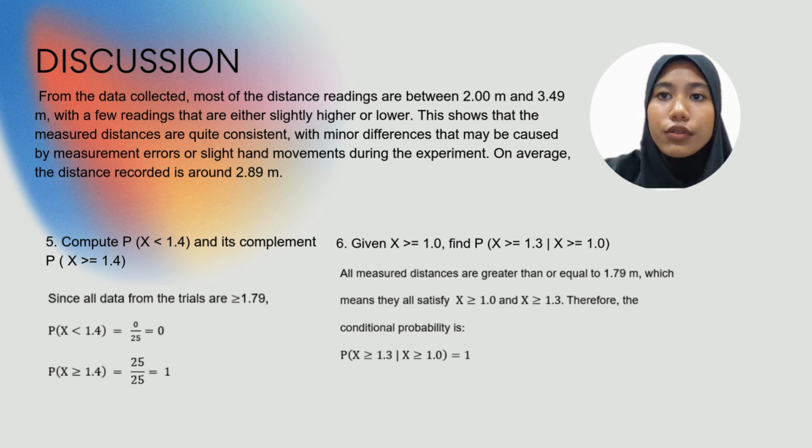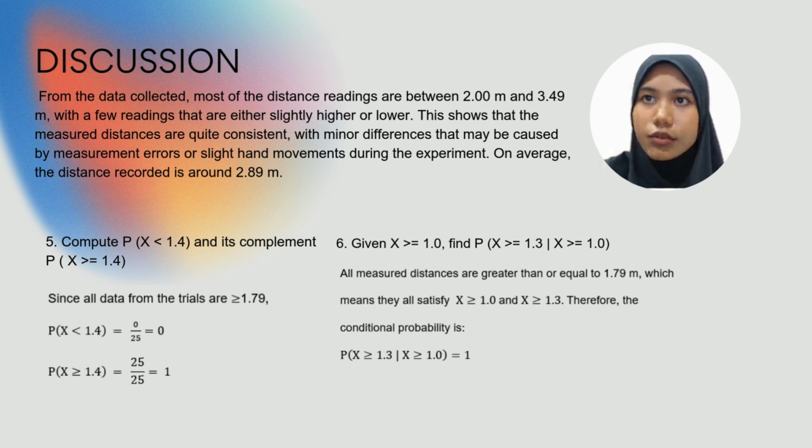Now, moving on to the questions. For question 5, compute P of x less than 1.4 and its complement P of x greater than or equal to 1.4. Since all the data from our trials are 1.79 meters or higher, the probability of getting a value less than 1.4 is 0 because none of our data is below that. And the probability of getting a value greater than or equal to 1.4 is 1 since all 25 readings meet the condition.